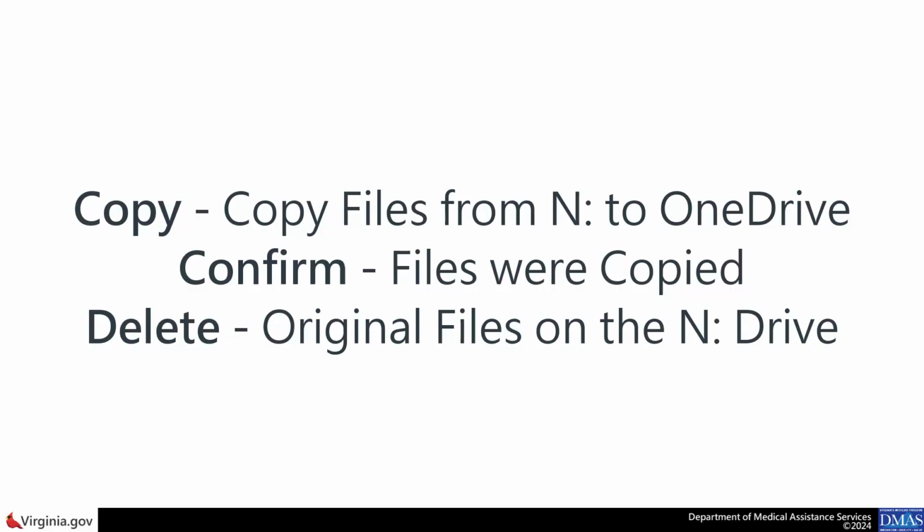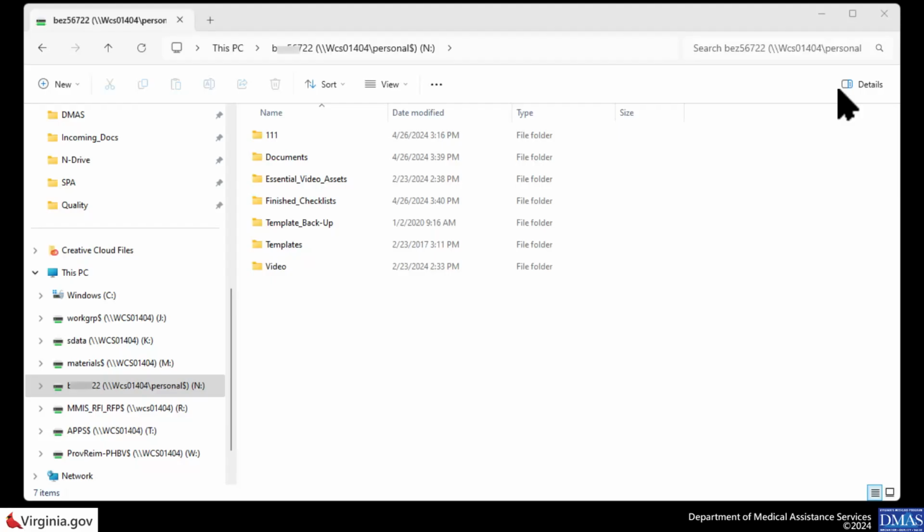Now we need to complete a process called Copy, Confirm, and Delete. In plain terms, we're going to copy our N drive files to OneDrive, then confirm everything has been copied, and finally we'll delete our original files on the N drive. Let's start by copying our files from the N drive to OneDrive.